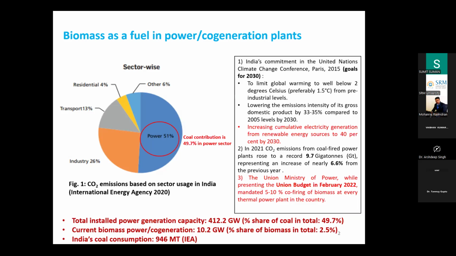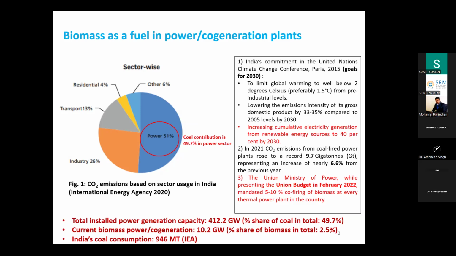To overcome this, the Government of India, at the United Nations climate change conference held in Paris in 2015, shortlisted some goals. One of them was increasing cumulative electricity generation from renewable energy sources to 40% by 2030. So basically, the Government of India is taking initiatives to use this biomass as a fuel in various sectors for the production of electricity, in power generation or cogeneration plants.